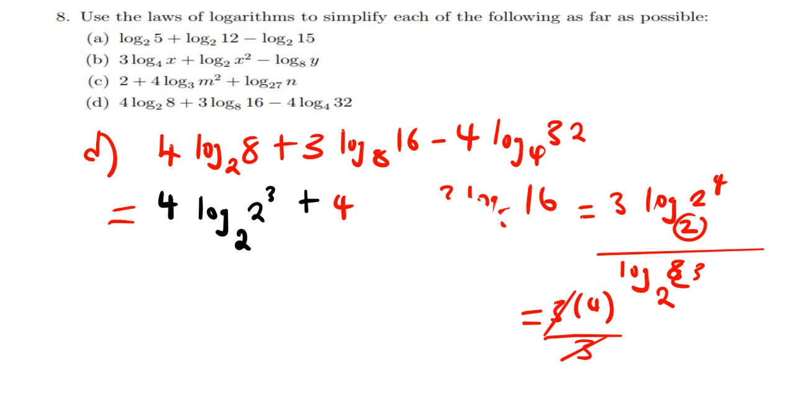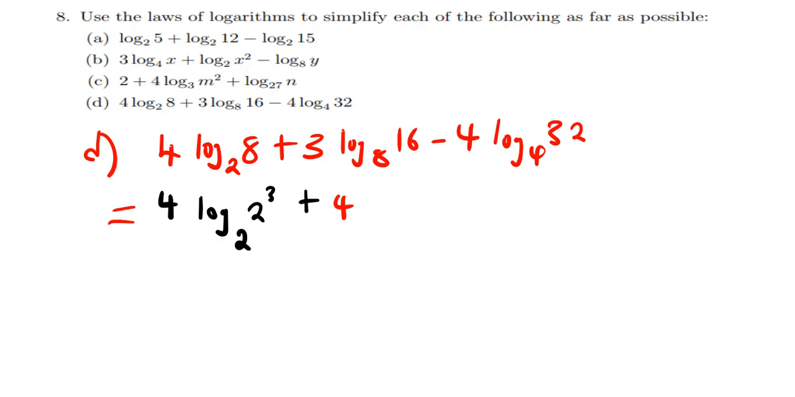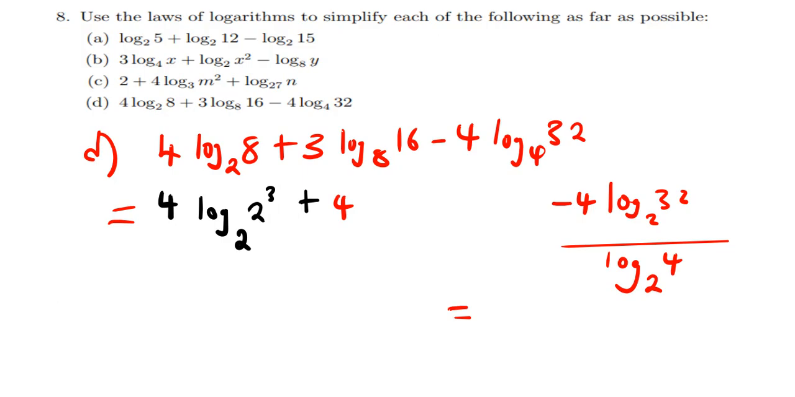Okay, let me also convert the last one. When I'm converting this -4 log 32 to base 2, I'm going to write 32, then the log of 4, where the base is 2, the one we're converting to. So on top of -4, 32: how many times would you multiply 2 to give us 32? You know that's 5 times. So this 32 is just the same as 2 to the power 5.